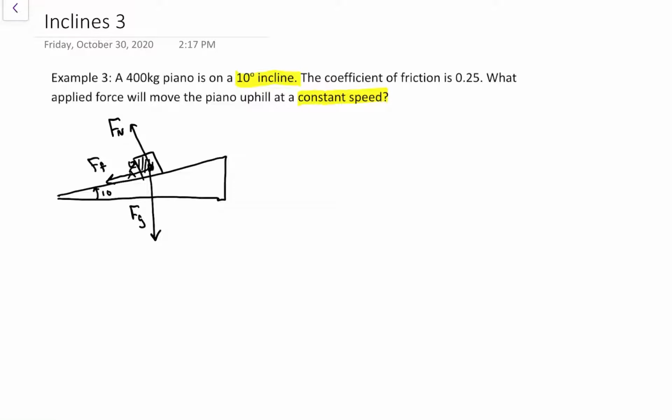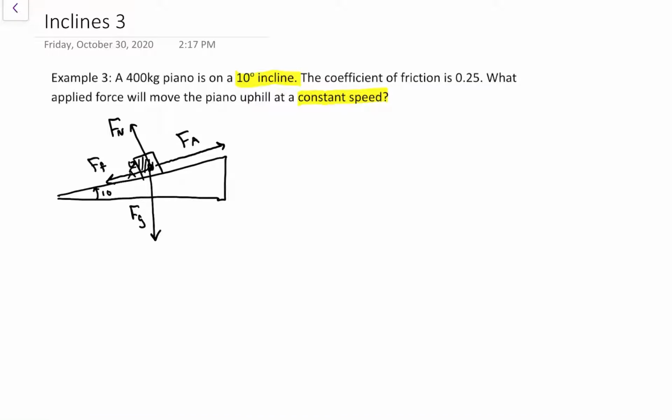And they're pushing it up the hill, so that's our F applied. It doesn't say any different, so I'm going to assume that they're pushing it parallel to the incline. If they weren't, it would become a little bit trickier component-wise, but it doesn't say they're not. And pianos normally you're about as tall as them, so you would push them parallel to the plane they're moving in.